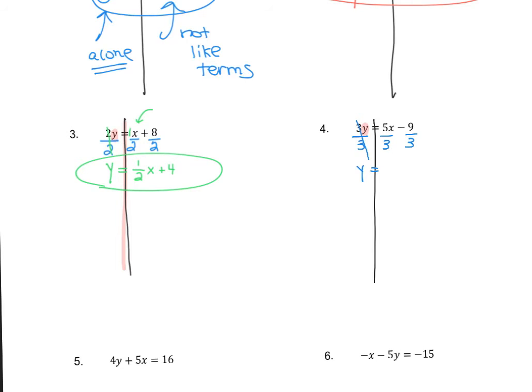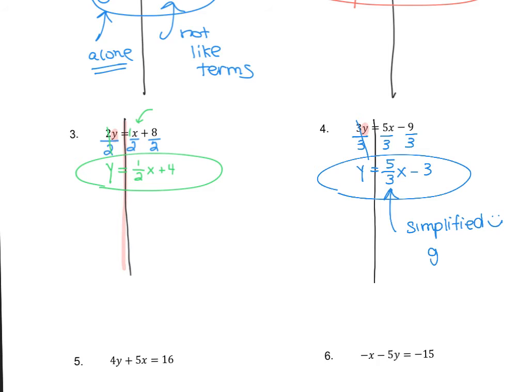Now, 5 divided by 3 does not simplify. And guess what? I love when that happens because I can leave it alone. I get 5 over 3 x minus 9 divided by 3, which gets me 3. And I'm all done. We don't mind that. As long as it's simplified, we can leave it. All right, we are good to go.